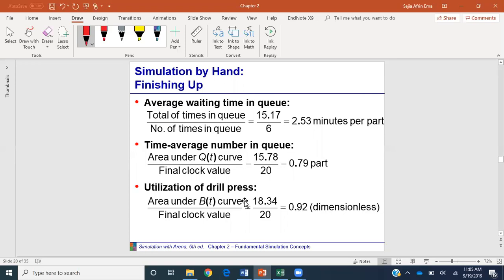Just for this 20 minutes, it was quite difficult on our side to do. So just think about if we run it for 30 days or for long runs, it's very difficult to do by hand. That's why we need simulation software like Arena.